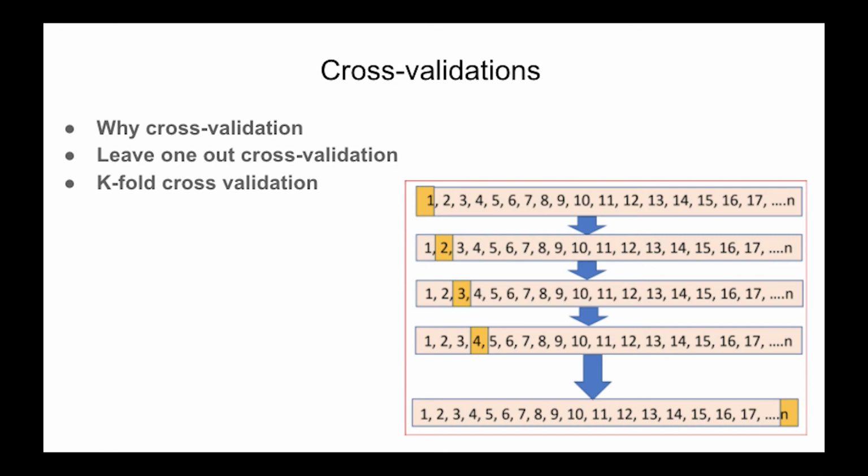Hi everyone, in this video we will talk about cross-validation. We are going to start with why we need cross-validation, and we are going to talk about two types of cross-validation. One is called leave one out, and one is called K-fold.